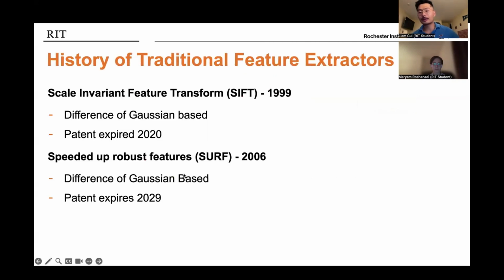At the time, there didn't really exist a feature extractor that was both robust and could handle real-time applications. There were the Gaussian-based feature extractors like SIFT and SURF, but these were both patented and also they weren't very quick. They were too slow for real-time applications, but they were really robust.